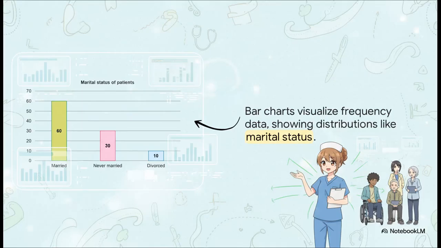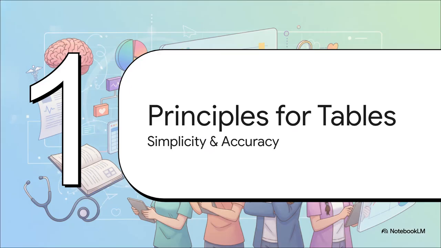And remember, once your data is all neatly tabulated, you can present it in other ways too. This bar chart, for example, is visualizing the frequency of patient marital status. It's built from the exact same kind of data you'd find in a frequency table, but it gives you that immediate, powerful visual comparison.